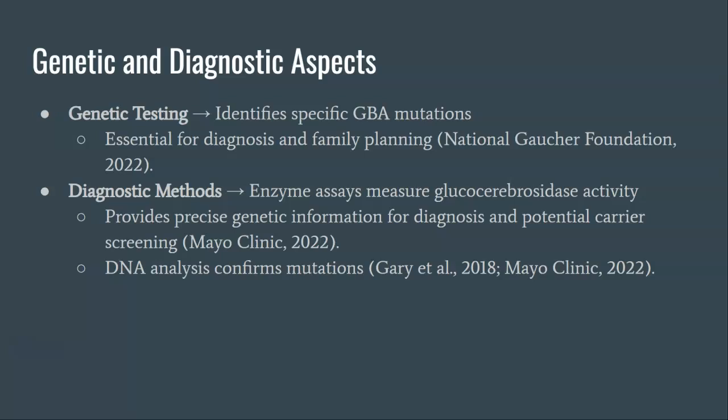As for diagnosing Gaucher disease, genetic testing is used to identify the specific GBA mutations, which is essential for family planning. Another method used is enzyme assays. These are used to measure glucocerebrosidase activity. This provides clinicians with precise genetic information for diagnosis and potential carrier screening. The DNA analysis confirms the mutations for Gaucher disease.